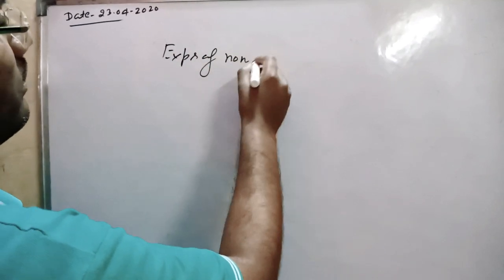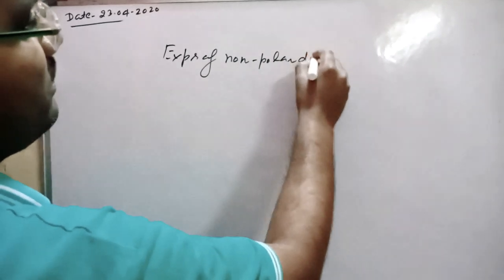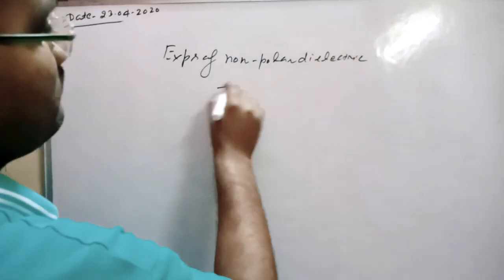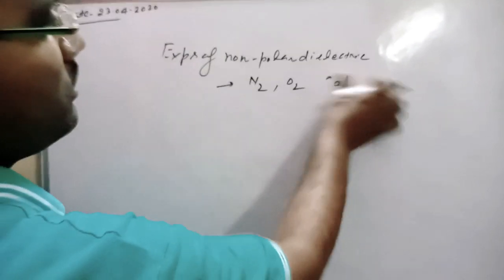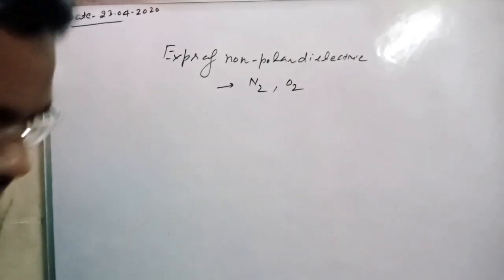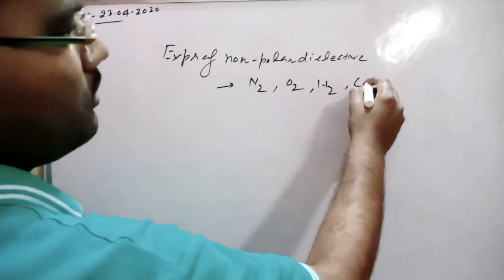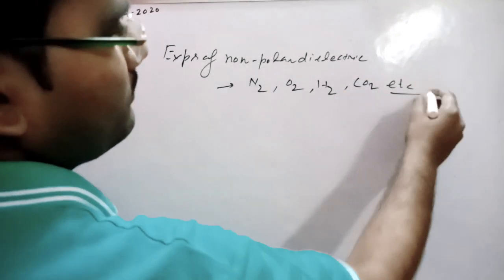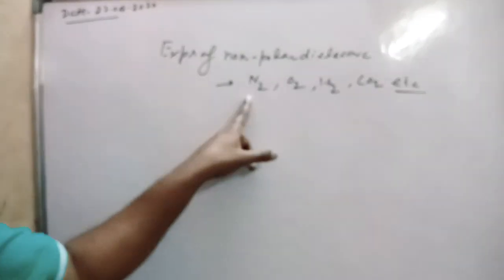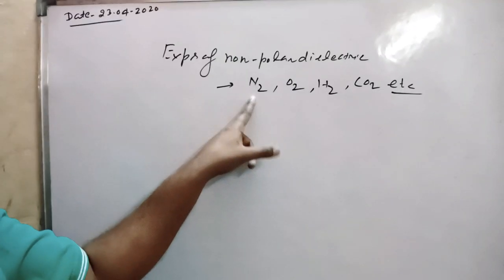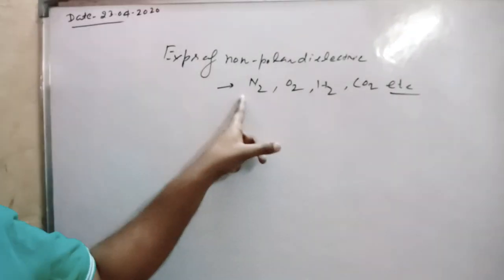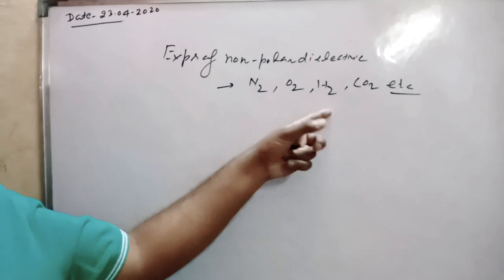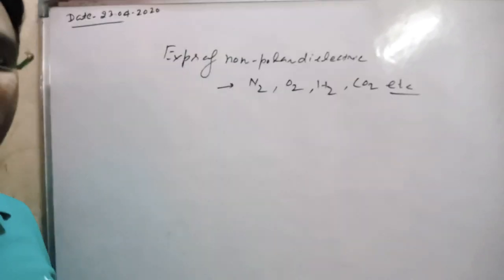Examples of non-polar dielectrics: N2, O2, H2, CO2, etc. In all these molecules, the centers of positive and negative charge coincide with each other, and the structures of N2, O2, H2 and CO2 are symmetrical.